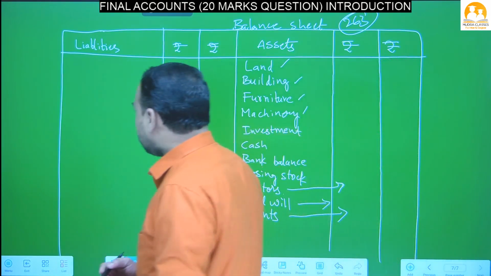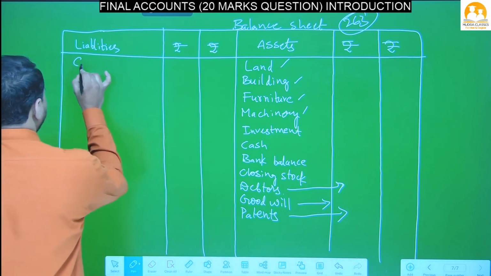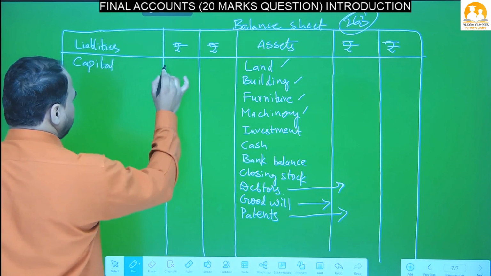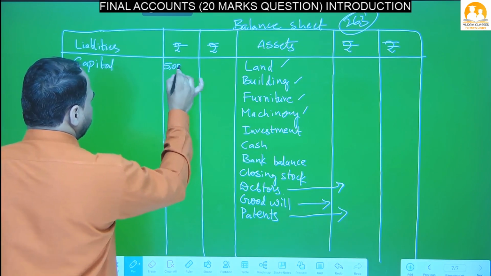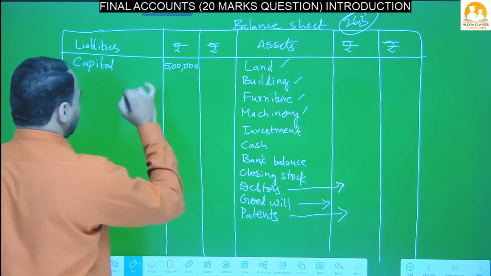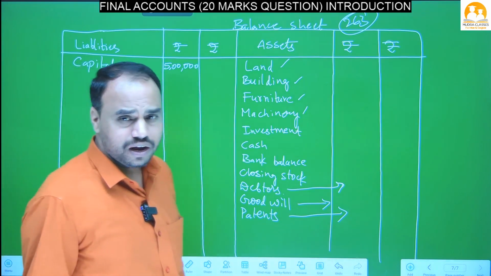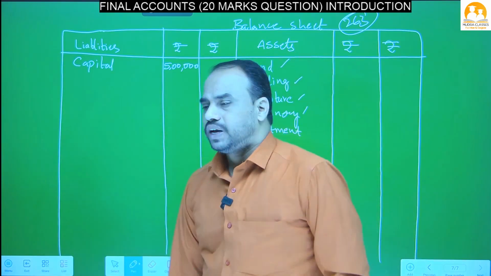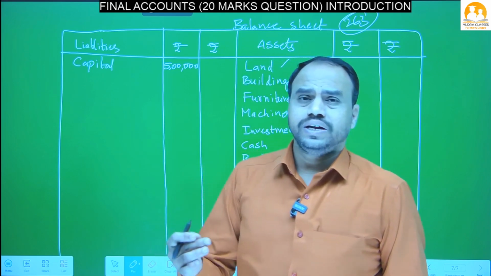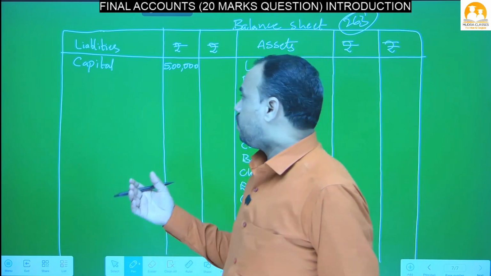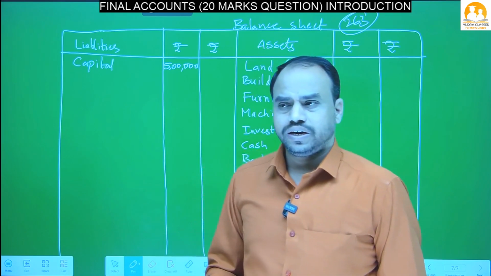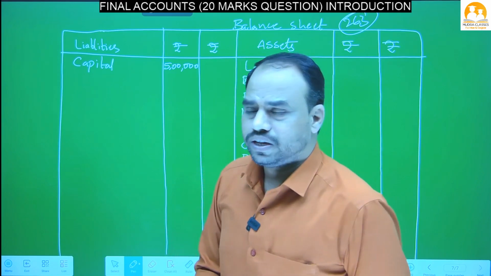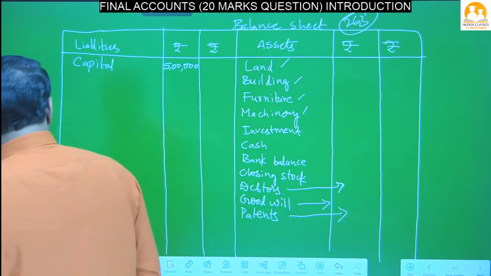Now what are the liabilities? First one on the liability side is capital. What is the meaning of capital? Whatever amount is invested by the owner in the business is called capital.